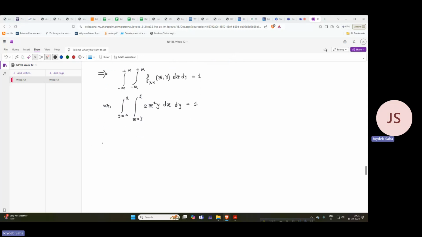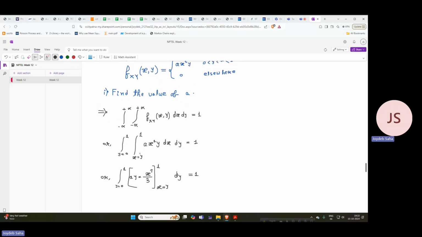Okay. So now can we solve the integration? It is simple integration, right? So let us solve. Y is equal to 0 to 1. A x value will be x cube upon 3, x limit is x is equal to y to 1, dy is equal to 1. Okay.